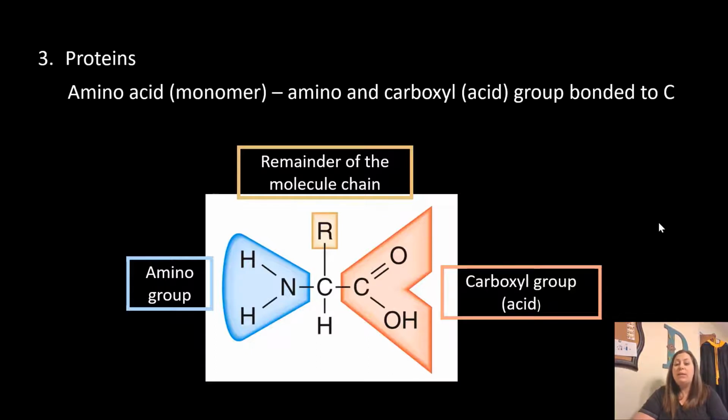These 2 groups are bonded to a carbon that's in the center, and then there's always going to be an R group that comes off, and this R group is the remainder of the molecule chain, and that's going to determine what amino acid you're looking at because there are 20 different types of amino acids, and the part that's different is the R group, known as kind of like the remainder or reference group.